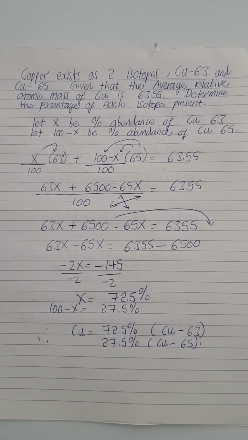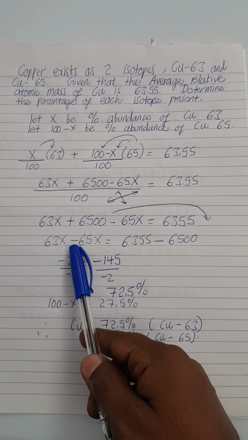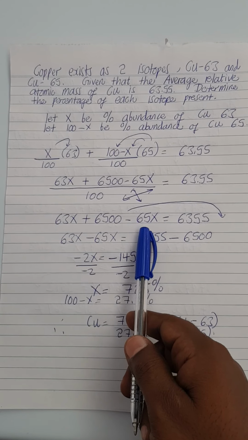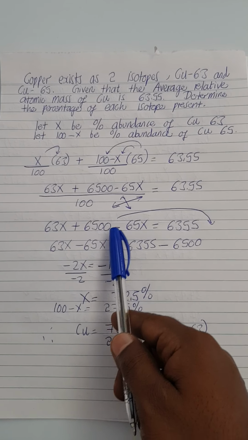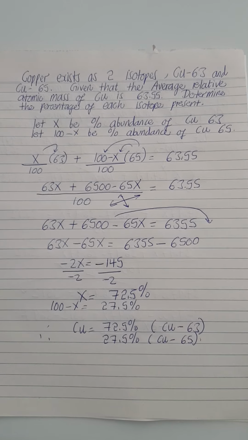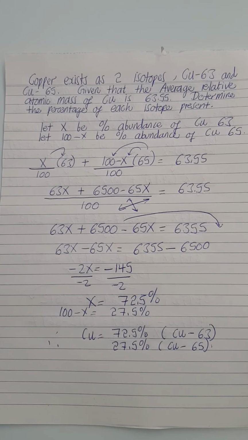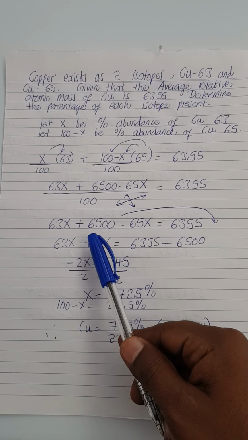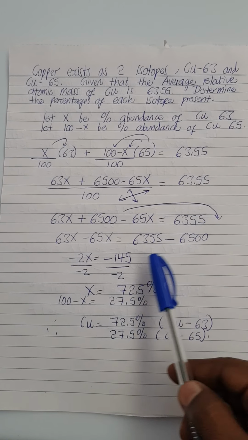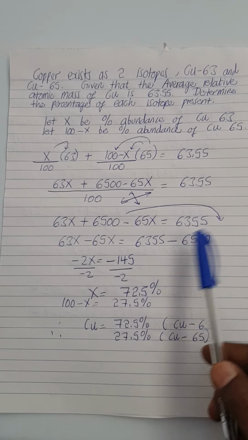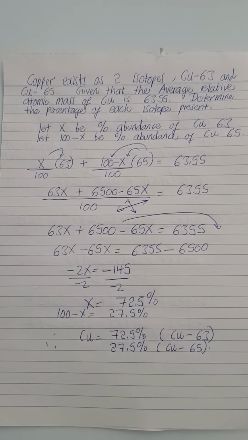The next thing we need to do is group the like and the unlike terms. So you see here, 63X minus 65X equals 6,355, and I move the 6,500 over the equal sign. You guys know that when you move a number over the equal sign, its sign changes. So that was positive 6,500, now it becomes negative 6,500, and 63X minus 65X is negative 2X, and that equals negative 145.